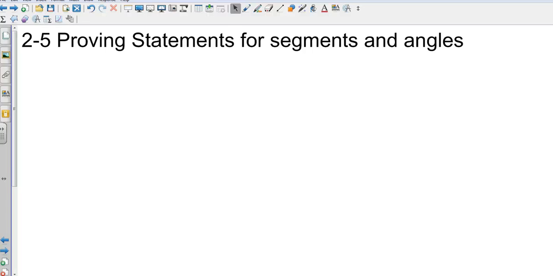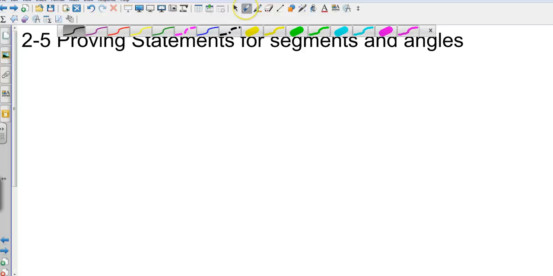Okay, Geometry, Chapter 2, Section 5. We're looking at proving statements about segments and angles. So taking the little things that we've been doing already and just putting some proof to them. There's a few properties that I want to go over, and these are kind of a blast from the past. Let's talk about the reflexive property.